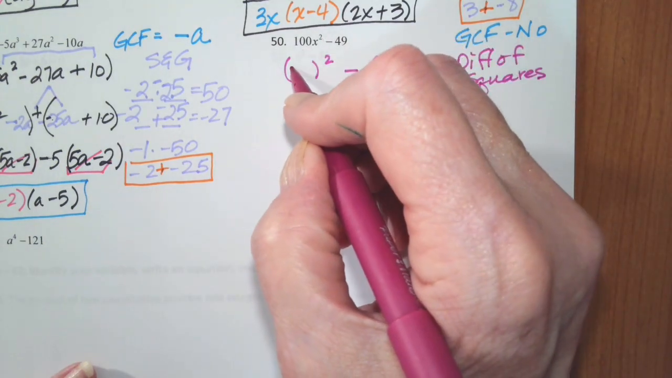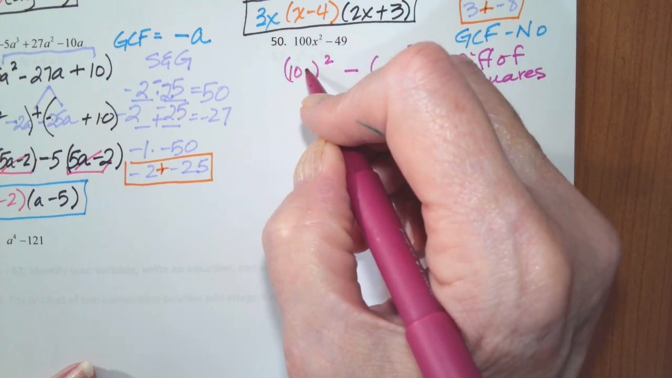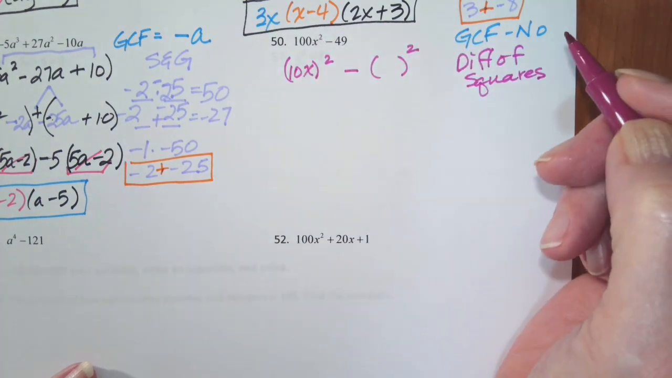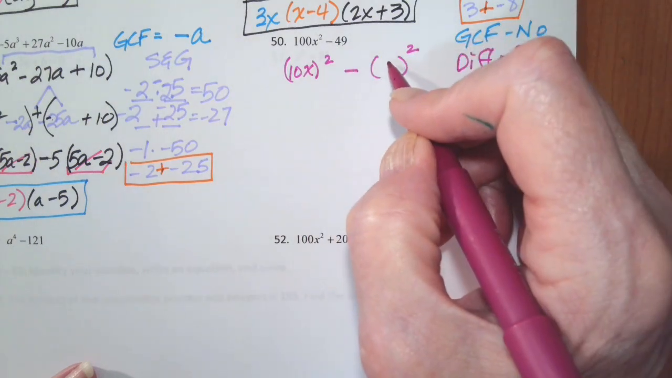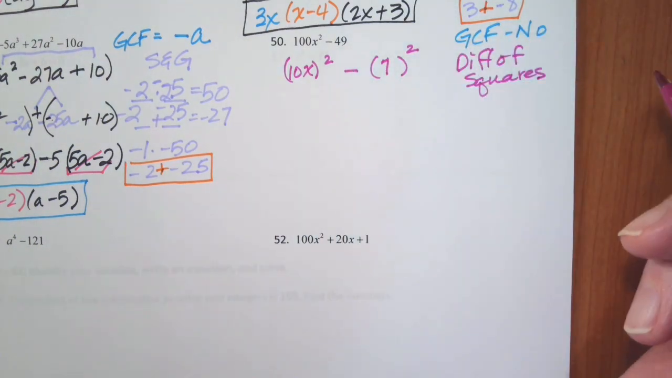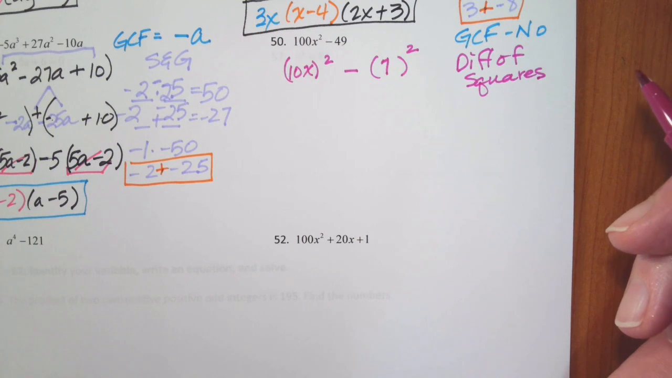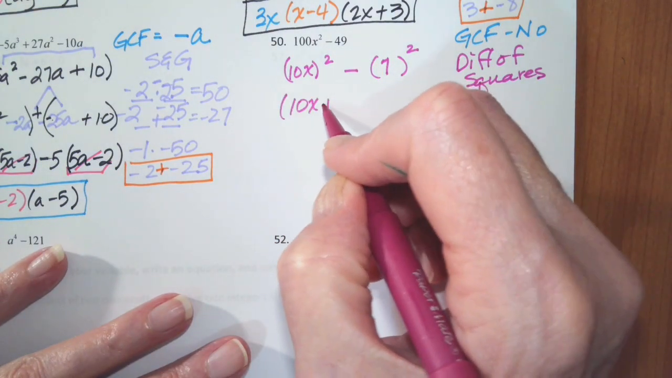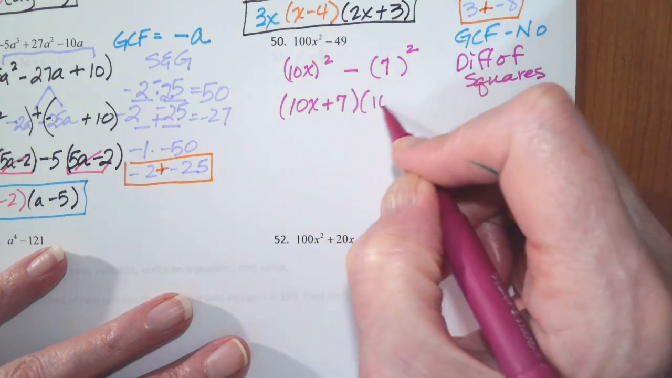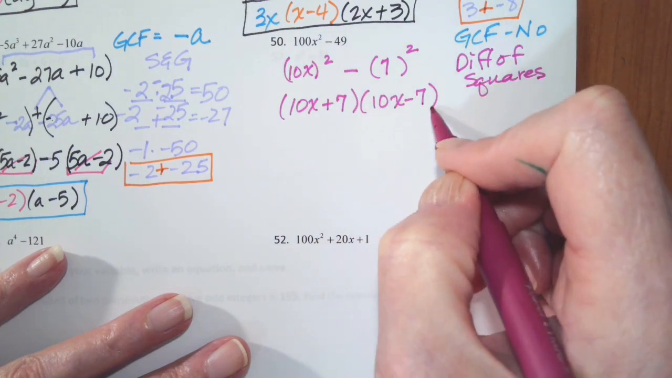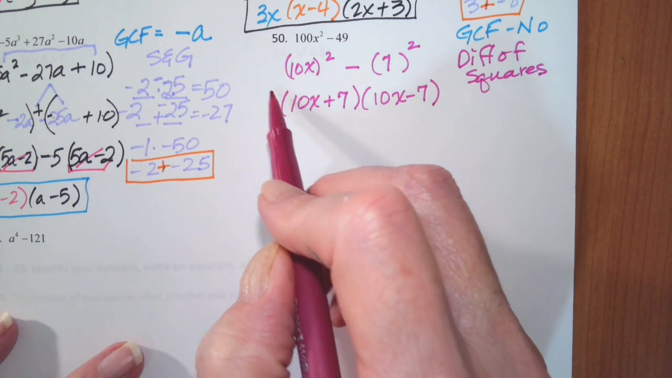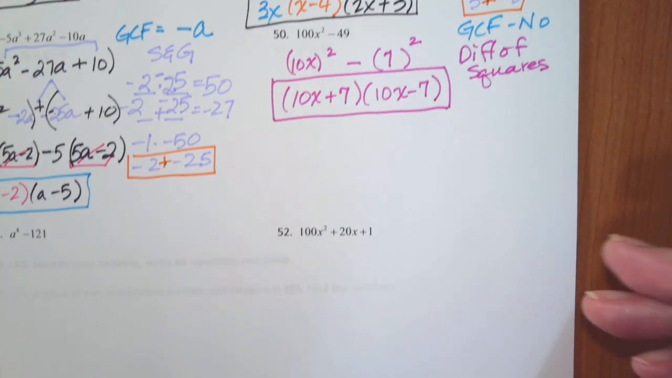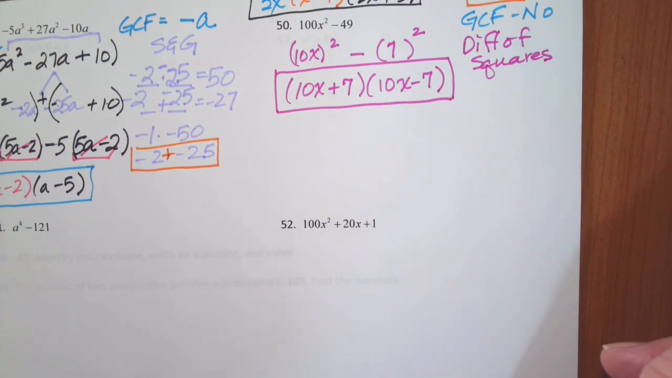Well, the square root of 100 is 10, and any even exponent you can cut in half, and that tells you what it is, and the square root of 49 is 7. So now I know this factors into 10x plus 7 times 10x minus 7. And there's my answer. Neither one of these is a perfect square. I mean, it's a difference of squares.